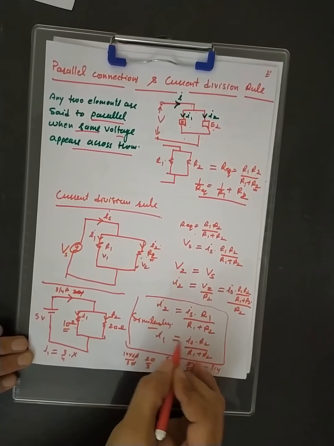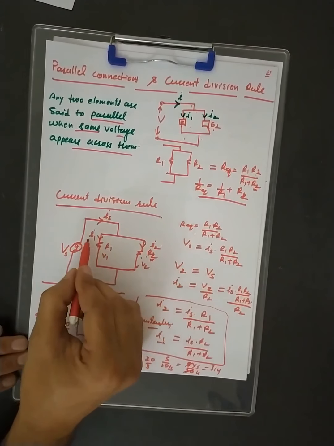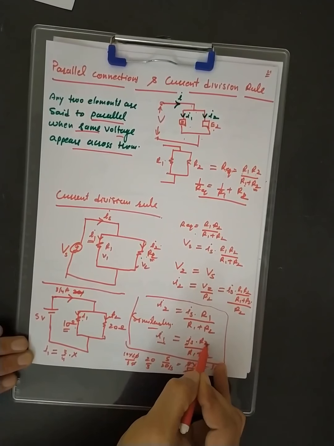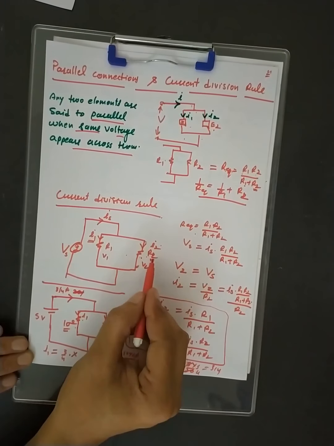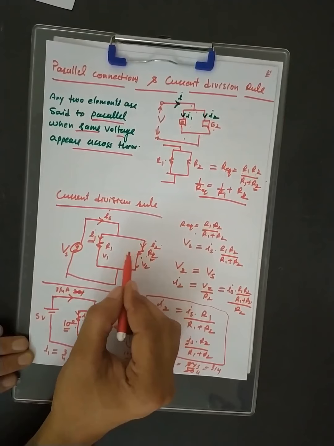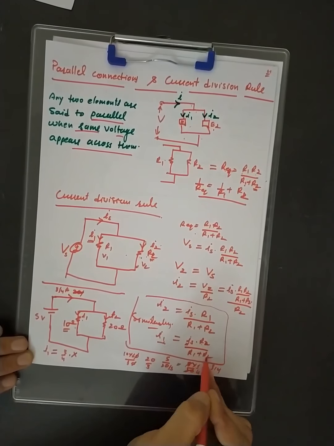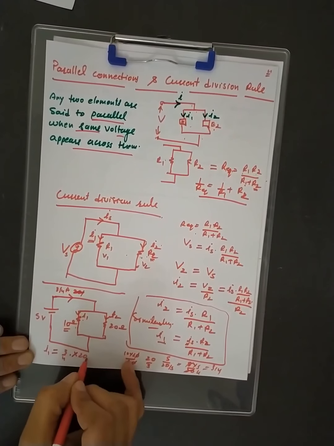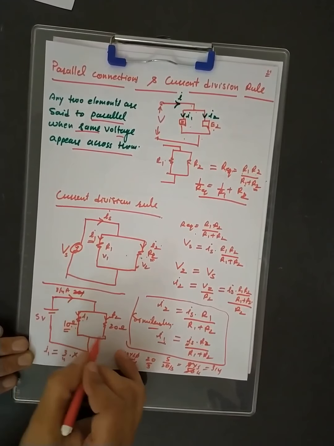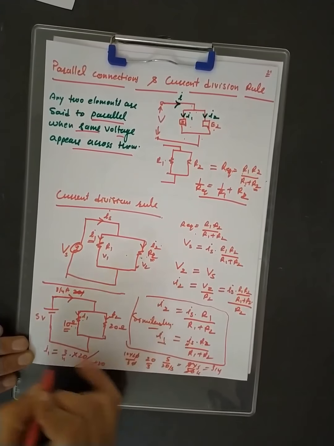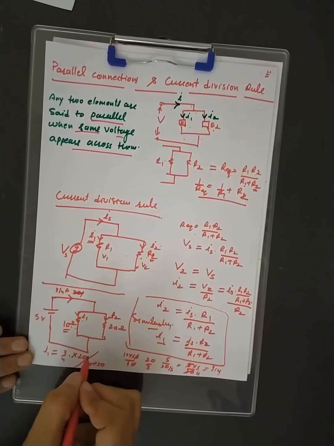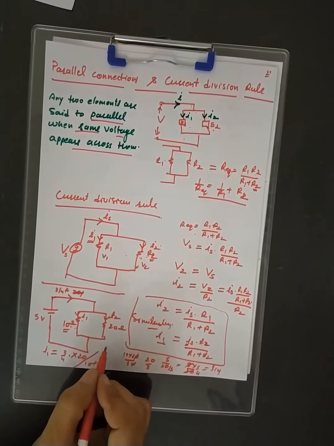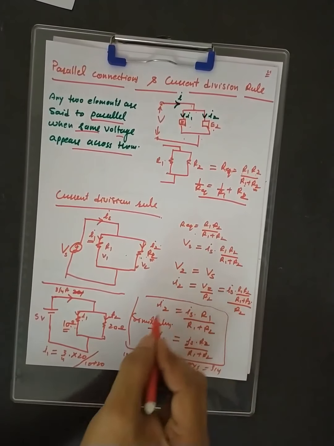You can see here, when I calculated I1, the total incoming current is multiplied by R2, that is the resistance of the opposite branch which is connected in parallel to this one, divided by the total resistance, the sum of resistances. So multiply by 20 and divide by the sum of 10 plus 20. Clear? I hope you have understood the basics of this current division rule. We are going to use these equations directly in the network.